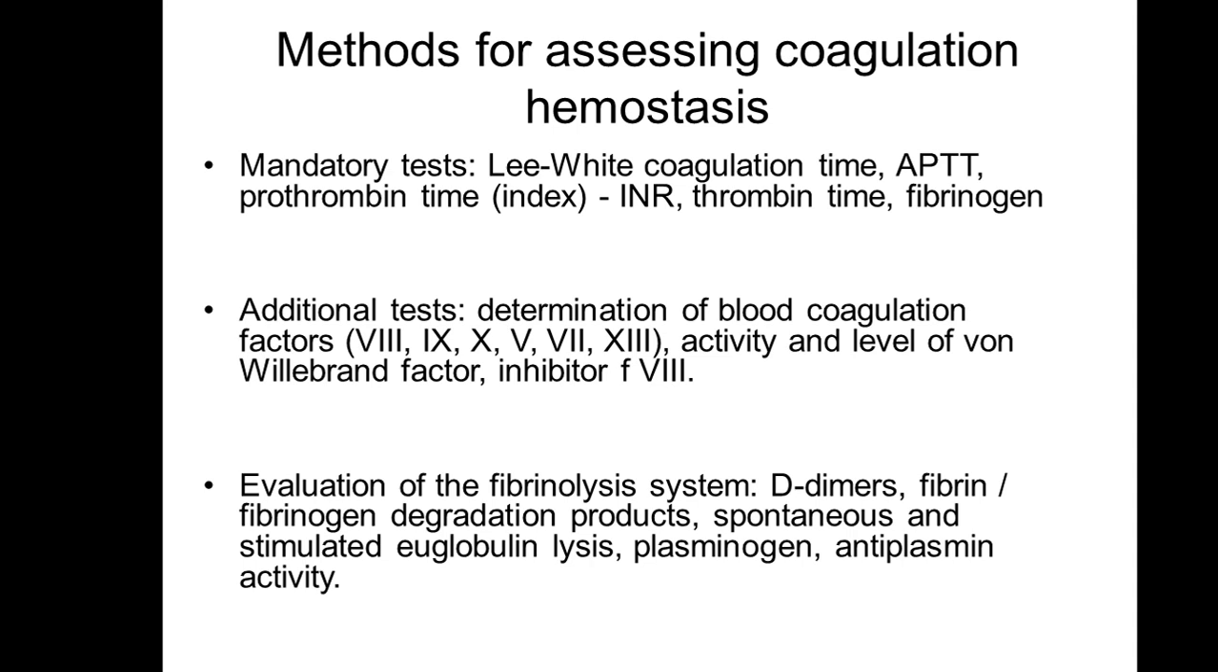For example, in case of hemophilia A, we should check the factor 8, in B factor 9, and we can check also other coagulative factors, and also activity and level of von Willebrand factor and inhibitors of factor 8. Evaluation of the fibrinolysis system also is very important. Sometimes in case of disseminated intravascular coagulation, we have to differentiate, we have to check the D-dimers, fibrin, fibrinogen degradation products, and etc.